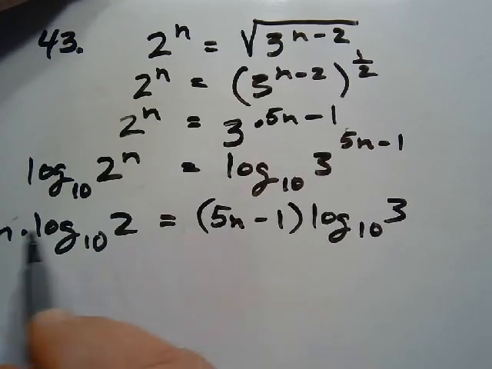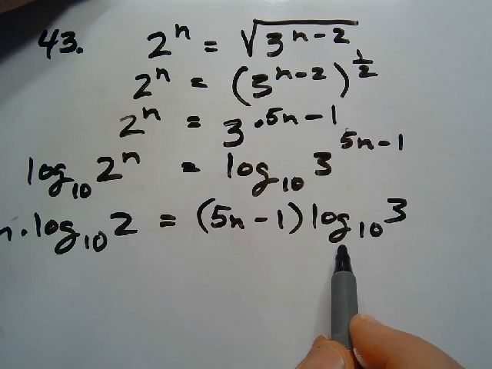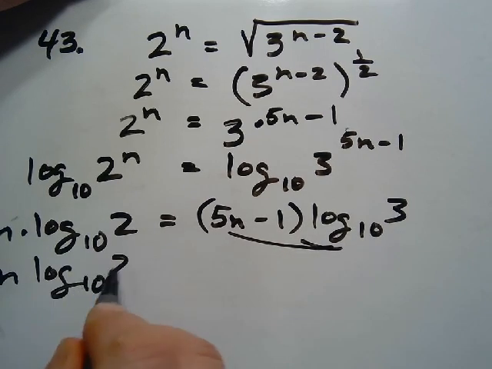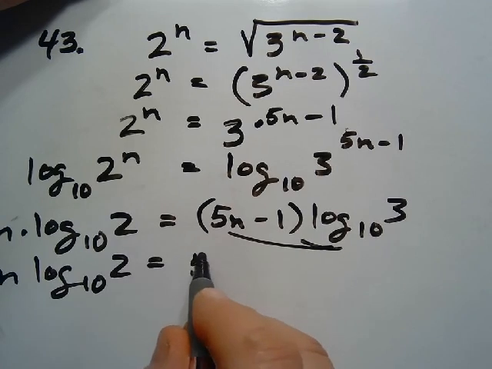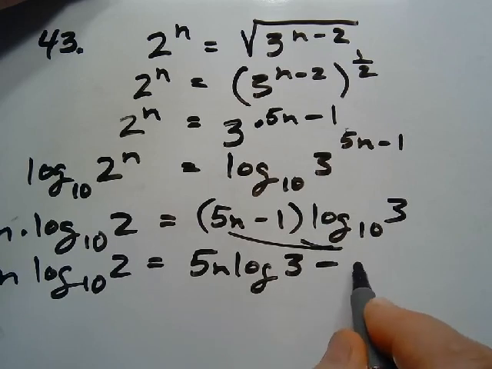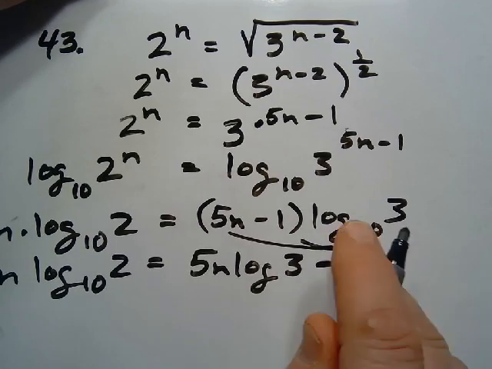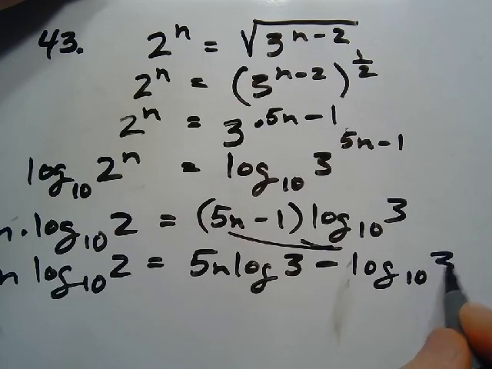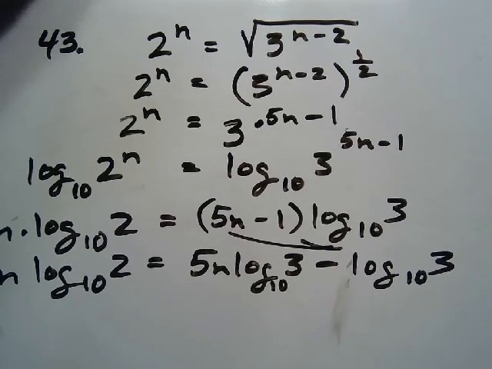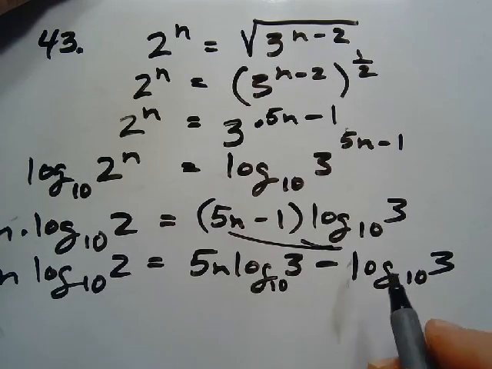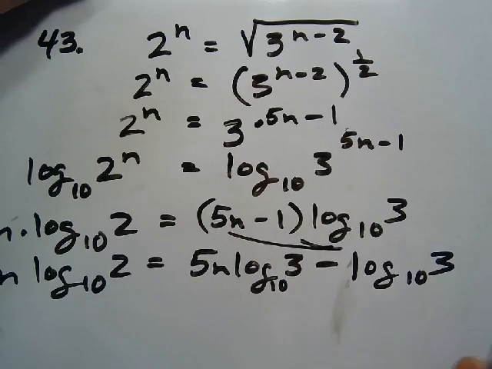Now, once again, we've got variables on both sides, so I'm going to have to distribute this into both of these. And we get 5n log base 10 of 3 minus 1, I don't need to write the 1 there, minus log base 10 of 3. Okay? 5n minus 1, both got multiplied in. Once again, the L and the 1 look so similar, it's hard to see sometimes the difference.